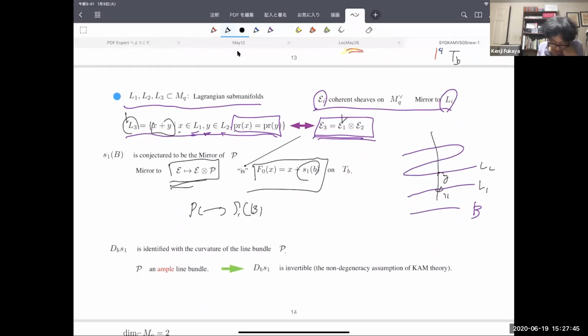And there is another thing: you consider the derivative of S1, and there is the non-degeneracy condition of KAM theory. Then you look at some calculations in semi-flat mirror symmetry. This derivative is known to be the curvature of this line bundle P. And we know that this line bundle P is an ample line bundle. It means that the curvature is positive, so this is invertible. So this non-degeneracy condition of KAM theory is satisfied. So that is the reasoning why this is supposed to hold. But they are all just conjectures.